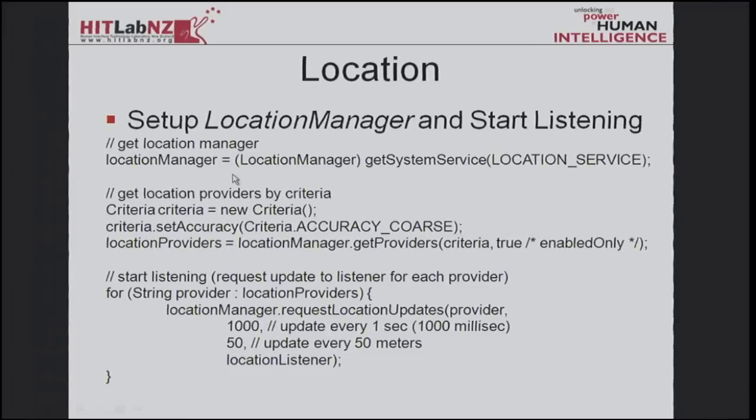So this is the code for setting up the location manager. You call this method, passing that you want a location service, and you get the location manager. You define a criteria, what kind of providers you are looking for. And then you ask the location manager to get the providers, and it will, of course, pass you back a list of providers, since there might be more than one. And you go through those providers and ask each provider to provide updates to your location listener.